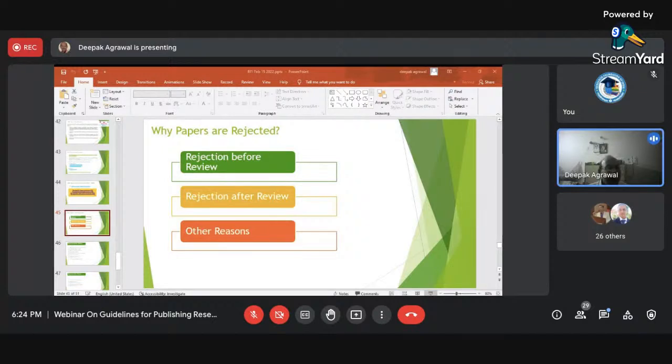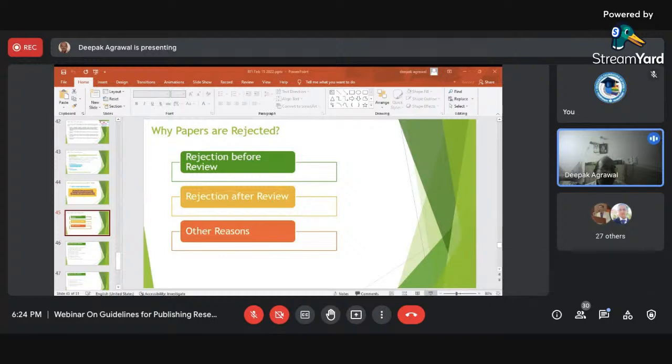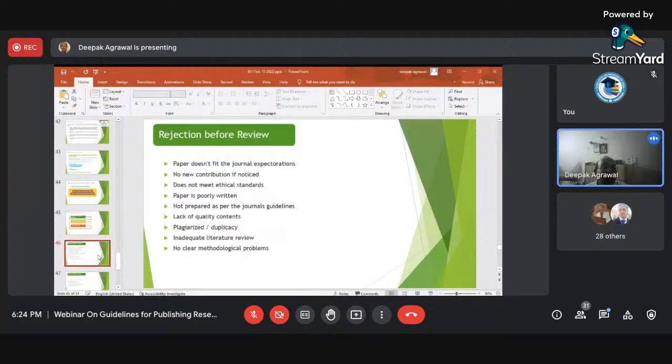There are 3 reasons why a paper may be rejected. Number 1, rejection before review. The publisher rejects your paper on certain grounds. Your paper may also be rejected after the review process has been made. They will provide you the reasons behind it, and if they do not, you can request for it. And there will be many other reasons your papers are found to be rejected.